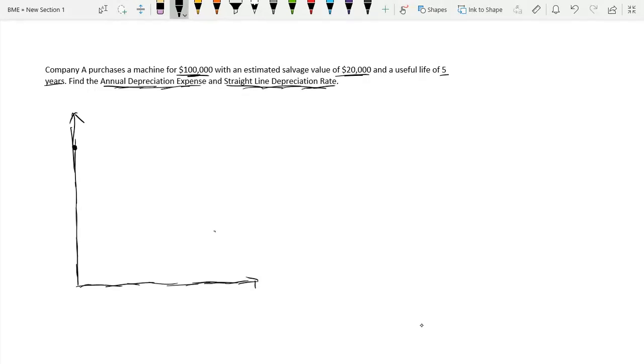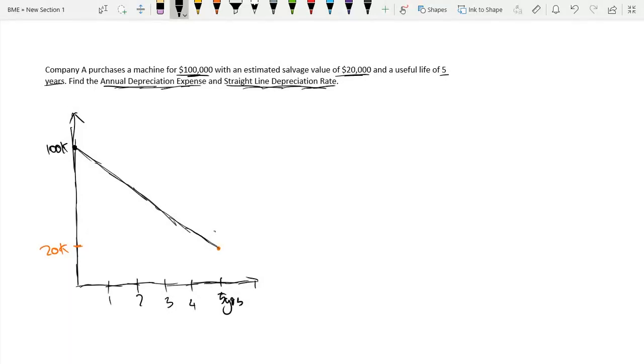So it starts off at 100K. It depreciates all the way. It has a salvage value of 20,000, so it'll go all the way down to 20K. So let's do that. And this happens over the course of 5 years. So let me just try to draw a line as straight as I can make it. That's pretty straight. And now let me just draw 1, 2, 3, 4.